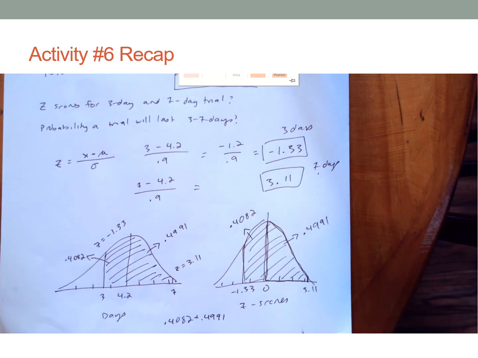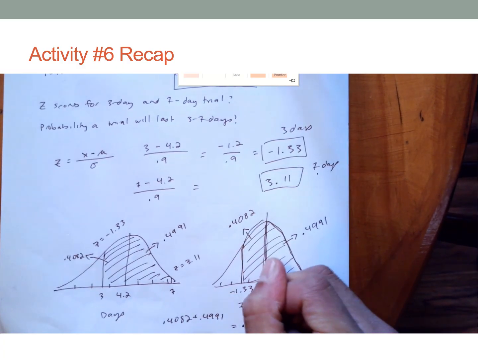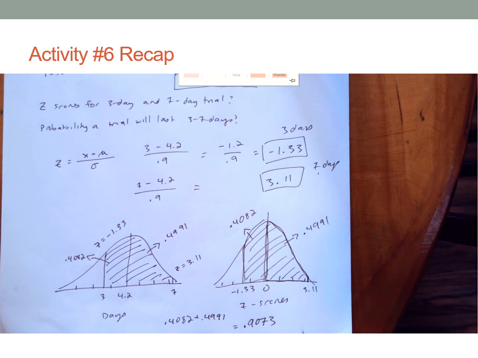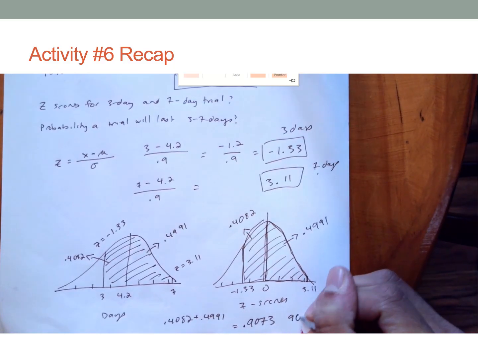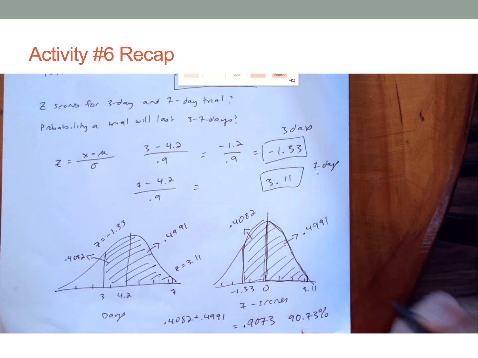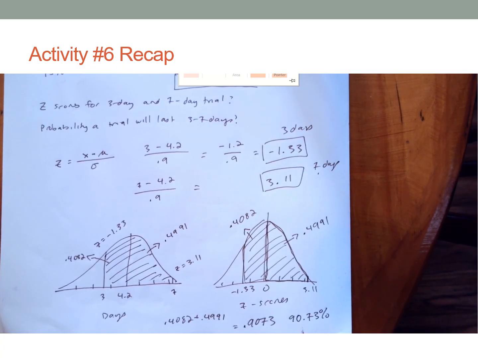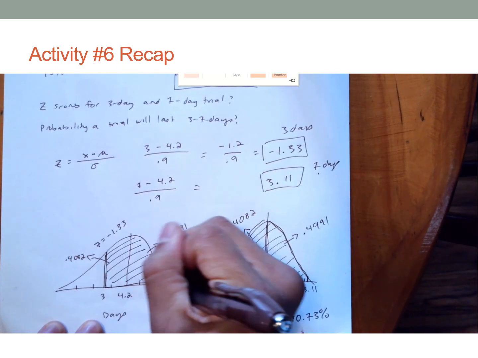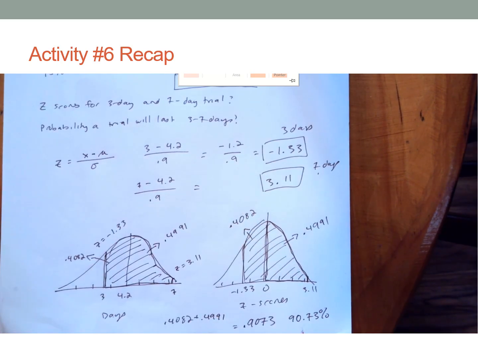Okay, it gives us a final shaded area of 0.9073. In other words, the answer to our question here is that we have a 90.73% chance, or a probability of 0.9073, that we'll have a trial lasting between 3 and 7 days, because the total shaded area here on this graph is 0.9073. And that's the answer to the question.